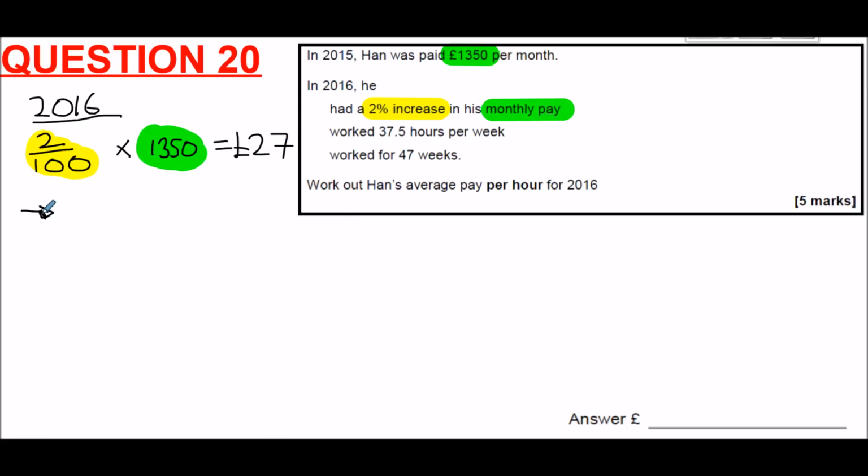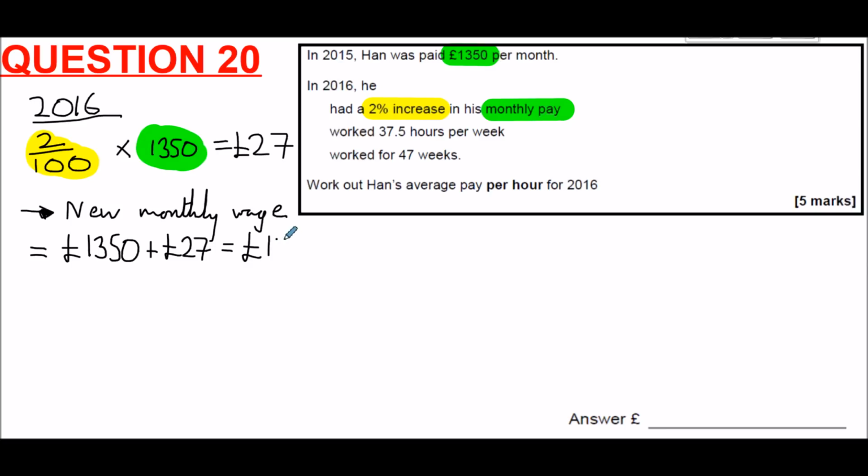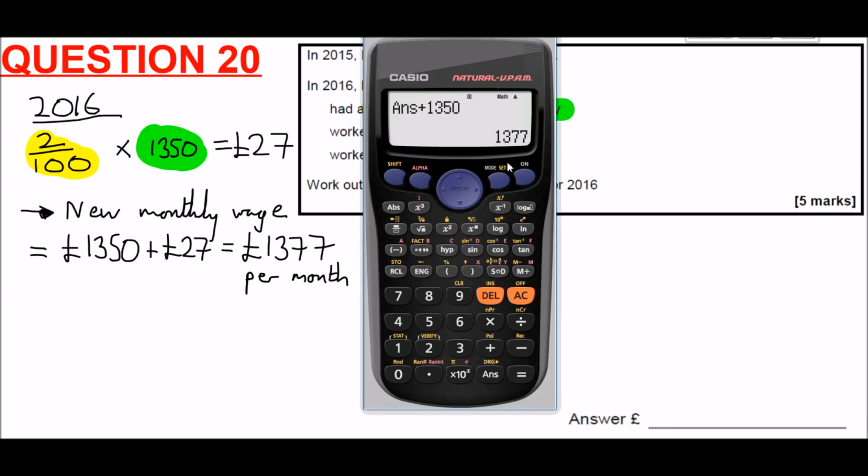So the new wage, because it's an increase, we add this on to the original. So the new monthly wage is the old monthly wage, which is £1,350, plus the £27 increase, which gives us £1,377 per month. What I'm suggesting now is we could work it out per year. This amount per month we can multiply by 12 to find out the yearly pay. So we take 1,377, multiply it by 12, and get £16,524.